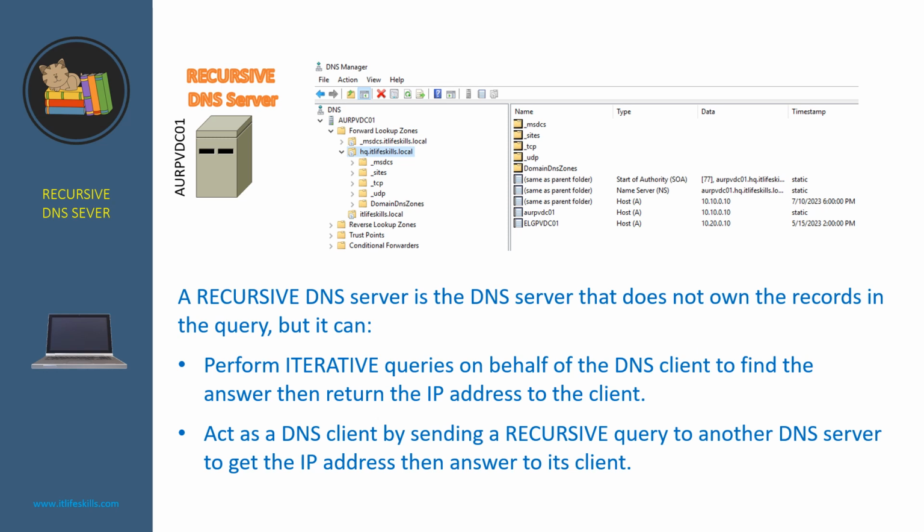The next concept is Recursive DNS Server. A recursive DNS server is the DNS server that does not own the records in the query, but it can perform iterative queries on behalf of the DNS client to find the answer, then return the IP address to the client. Or it can act as a DNS client by sending a recursive query to another DNS server to get the IP address, then answer to its client.